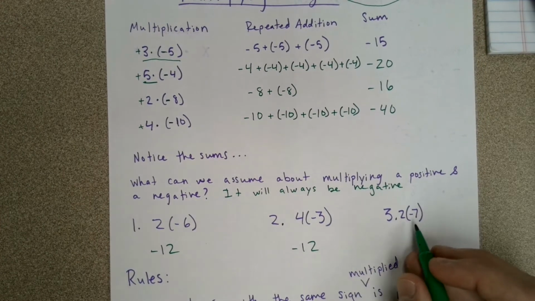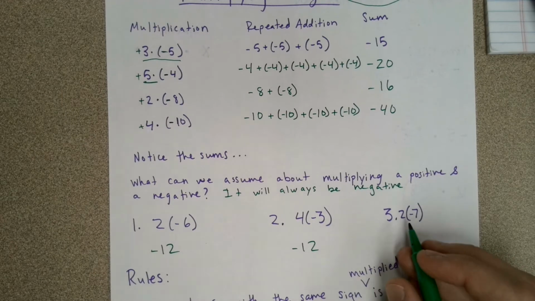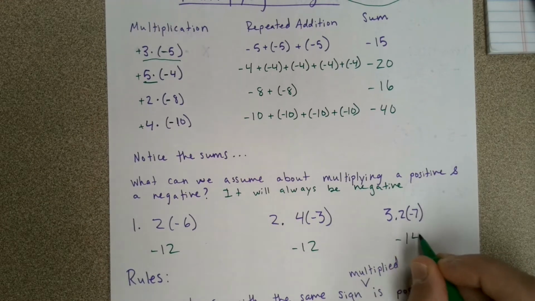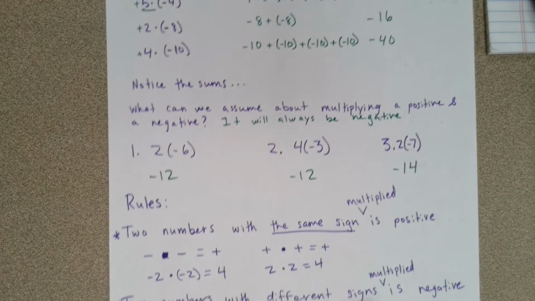2 times 7 is 14. So 2 times -7, we have one positive, one negative, so -14.